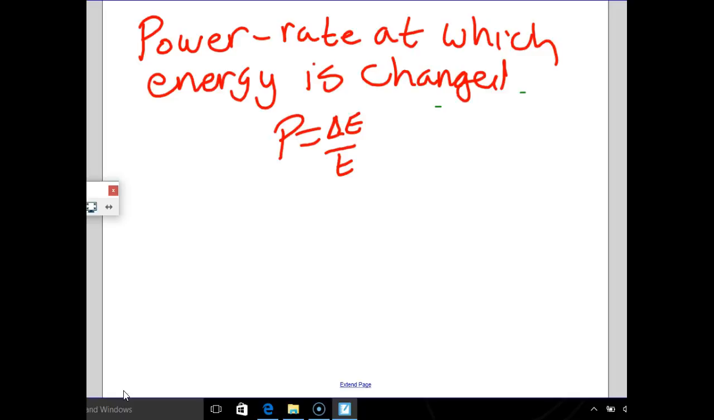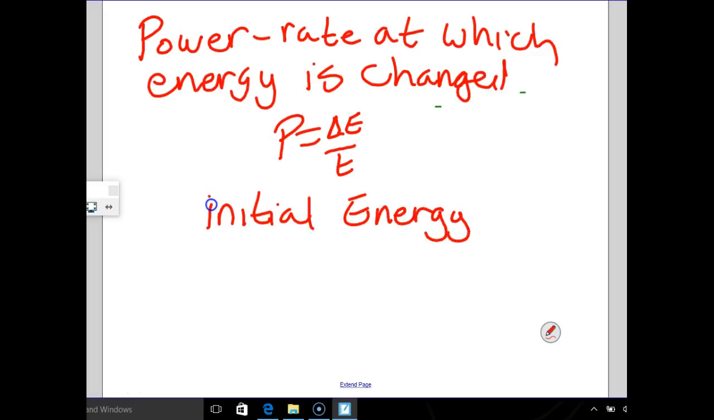Now the change, if you remember, just means whatever energy you started with, your initial energy, minus your final energy. And that is just the definition of that term, change in E.